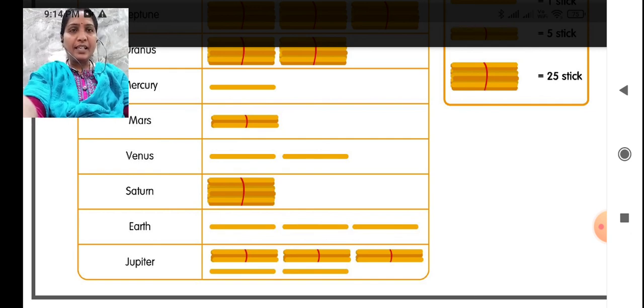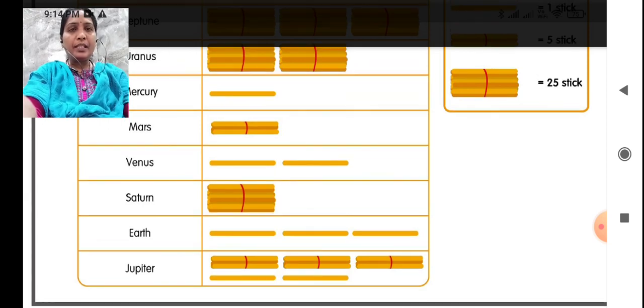And then which is having this, Jupiter is not having 2 sticks. The first bunch has 5, 5 plus 5, 5 threes are 15, 16, 17 sticks Jupiter is having. So it's taking the 4th place. No, Mars is taking it. It is having only 5 sticks.